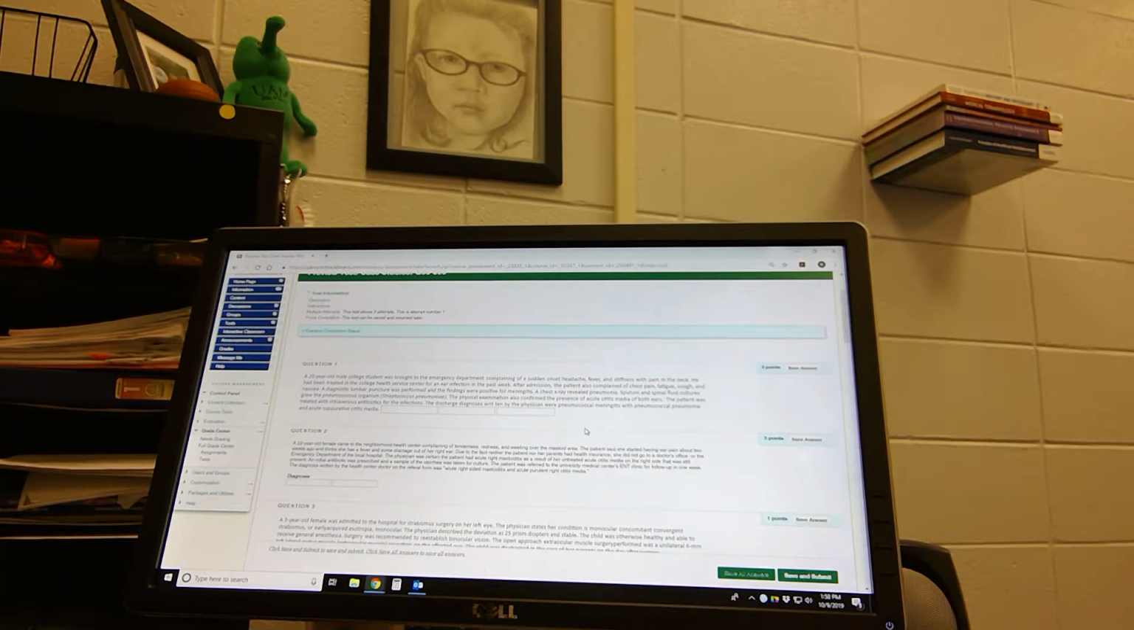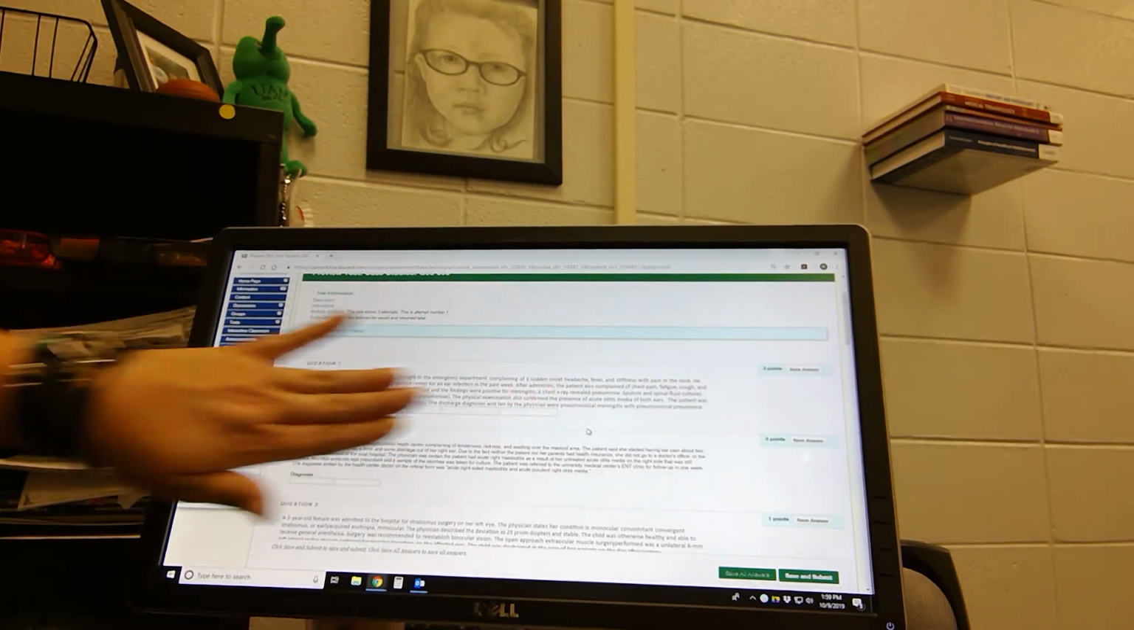Sputum and spinal fluid cultures grew the pneumococcus organism, or the Streptococcus pneumoniae. The physical examination also confirmed the presence of acute otitis media of both ears. The patient was treated with intravenous antibiotics for infections. The discharge diagnosis written by the physicians was pneumococcal meningitis with pneumococcal pneumonia and acute suppurative otitis media.